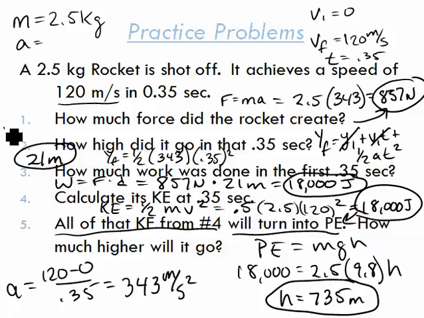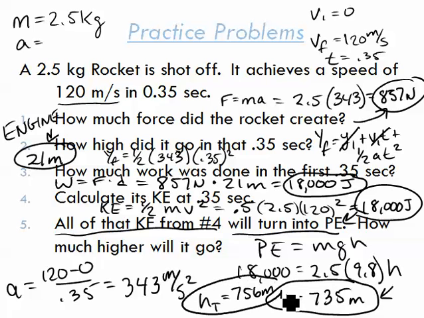So the engine got it to go the first 21 meters, and when the engine stopped burning, it had this certain amount of kinetic energy. And all of that kinetic energy now, as it keeps going up, is going to be transferred into potential energy because it's going to lose velocity and gain height. We find out that the height it gains is 735 more meters. So the total height of this rocket would be 756 meters. We're going to take a break here.